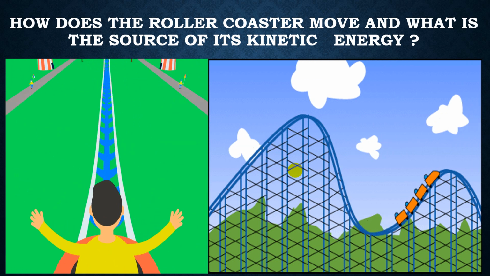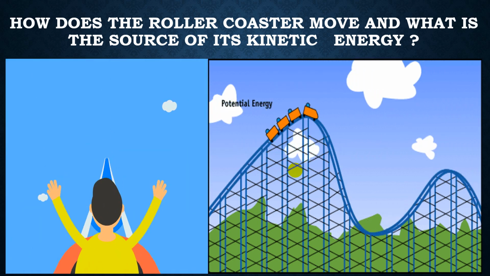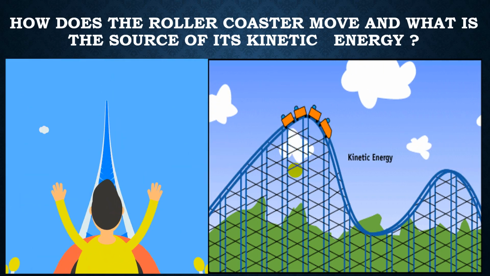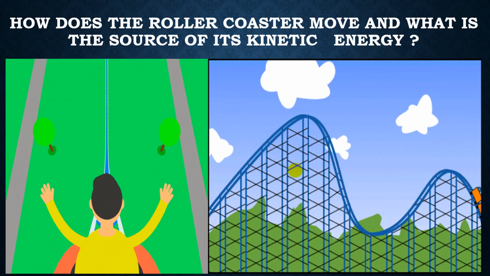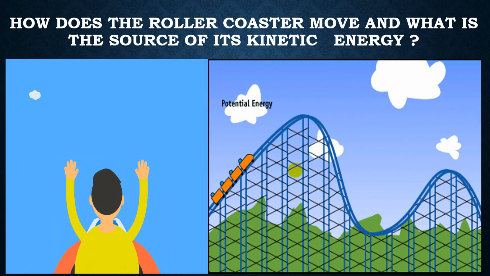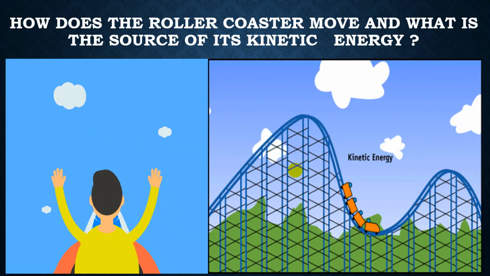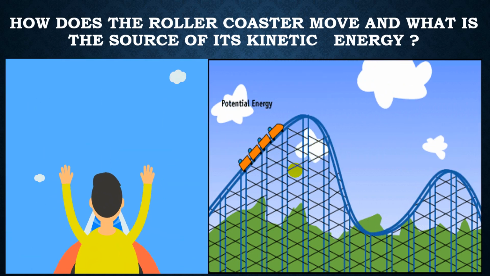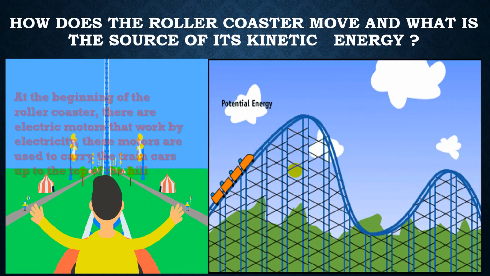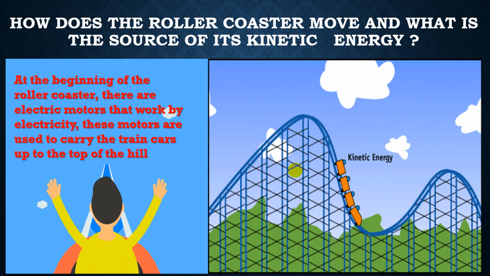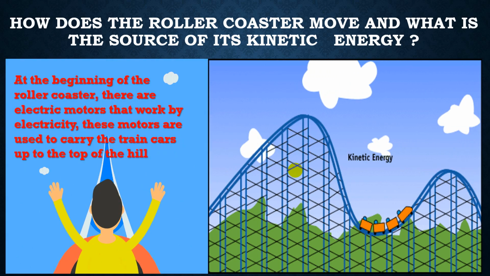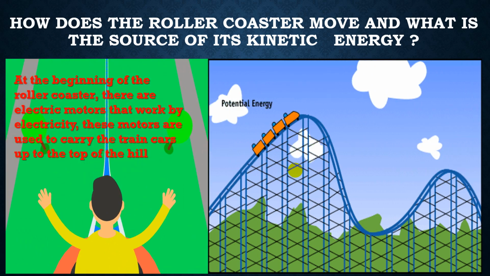You know what? Roller coaster is also an example of potential and kinetic energy. So how does this happen? If you look carefully here, when this roller coaster moves upward against gravity, it stores energy inside it because it's a kind of force applied on it. Then this roller coaster changes this to kinetic energy, which is the motion. At the beginning of the roller coaster, there are electric motors that work by electricity. These motors are used to carry the train cars up.